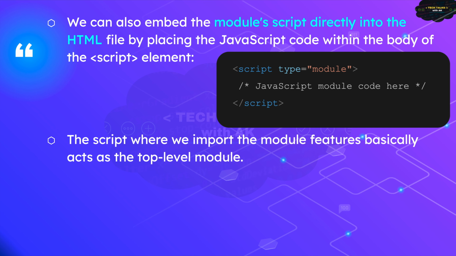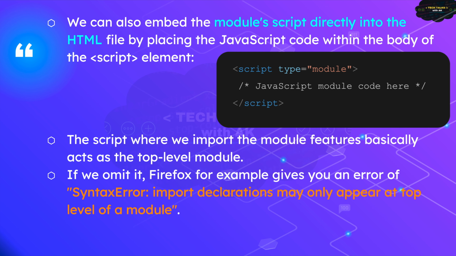The script where we import the module feature basically acts as the top level module. If we omit type is equal to module, then Firefox, for example, will give us an error, which is: syntax error, import declaration may only appear at the top level of a module.